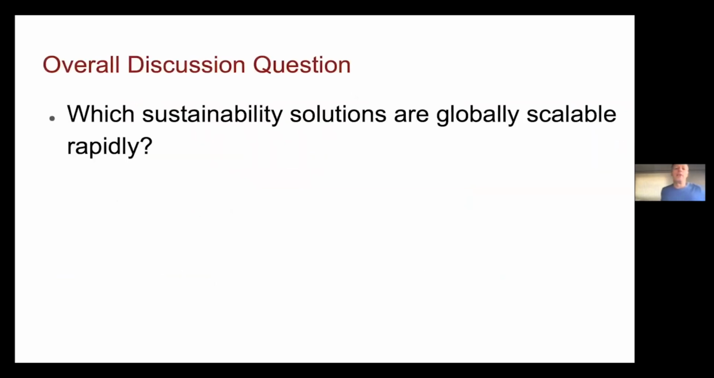So broadly, overall, the question that I have been reflecting on is which sustainability solutions are globally scalable rapidly? This came to me in the context of a couple of recent conferences. In one, methods for retrofitting homes for greater energy efficiency were produced, particularly in the UK. And then I calculated that, to reach the targets, we have something like 3 minutes to retrofit every home. So it doesn't appear to be rapidly scalable. Something is still missing.